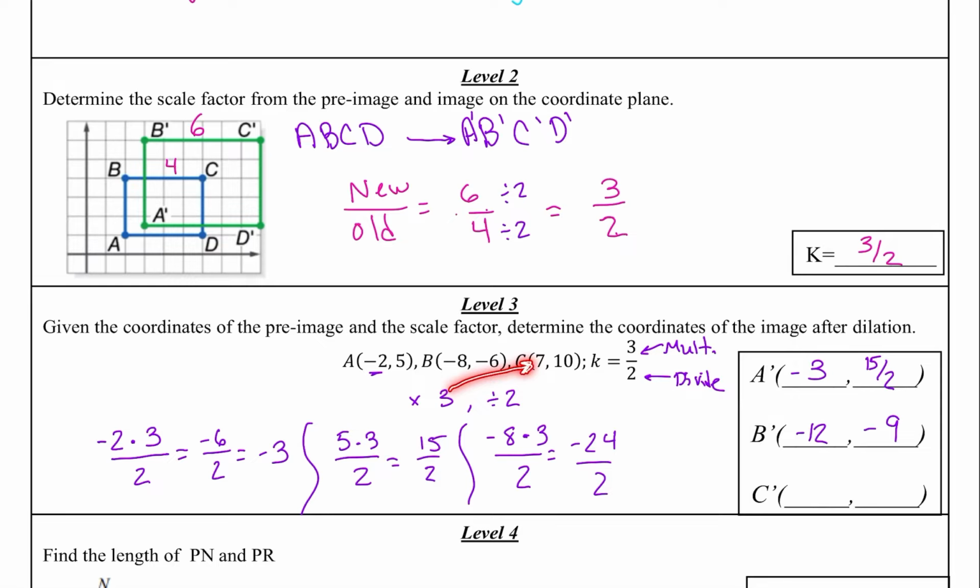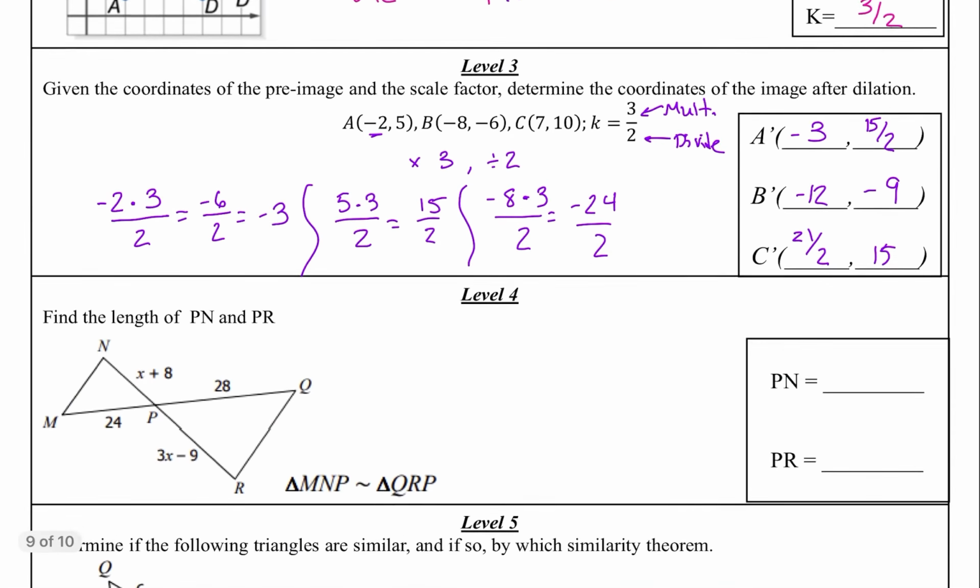Here I've got 7 multiplied by 3. That's going to give us 21. I keep saying -3, and I don't know why. It's a regular 3. 7 multiplied by 3 is going to be 21. 21 divided by 2, that doesn't divide very nicely, so let's leave it as a fraction, 21 halves. You could put 10.5, just like we said before. And for this last one, 10 multiplied by 3 is going to be 30. 30 divided by 2 is going to give us 15. And those would represent our new coordinates if we dilated by a scale factor of 3/2.